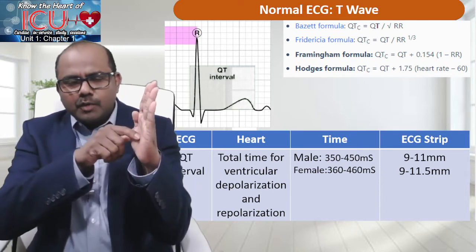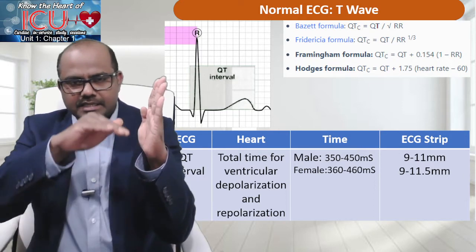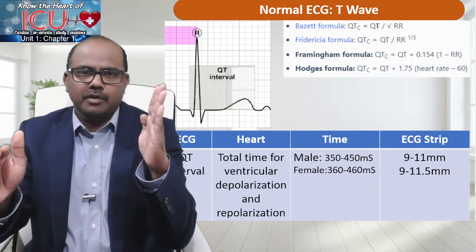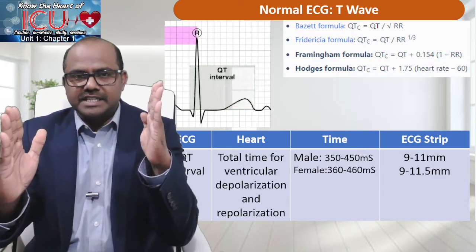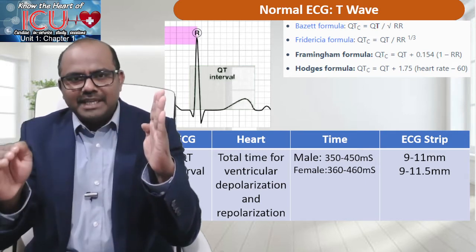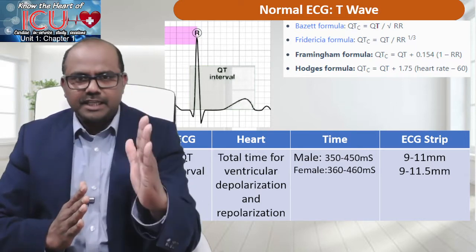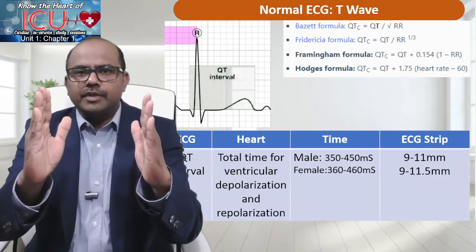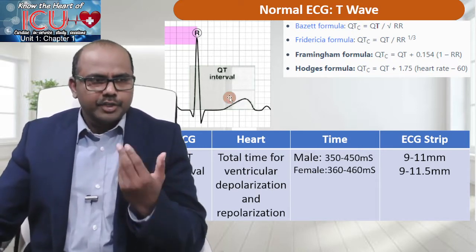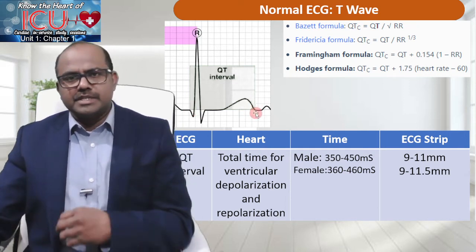The beginning of your QRS complex is actually the beginning of depolarization of the ventricle, and the ST segment is the early phase of repolarization. The T wave is a late phase of repolarization. At the end of the T wave, the repolarization of the ventricle ends. So the QT interval means the total time taken for the ventricular activity. That means from the beginning of the QRS complex to the end of your T wave. So it's from here to here. That's called your QT interval.